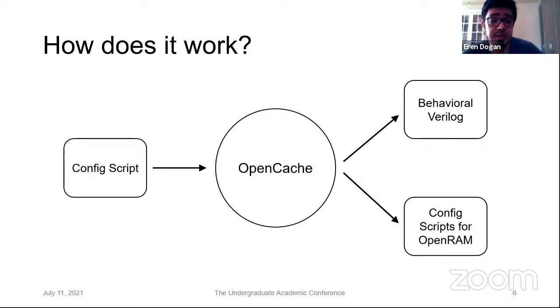You give a config script. It's written in Python. OpenCache reads it and generates a behavioral Verilog for the cache logic and configuration scripts for OpenRAM, so that you can give these scripts to OpenRAM and it will generate the memory layouts for you.